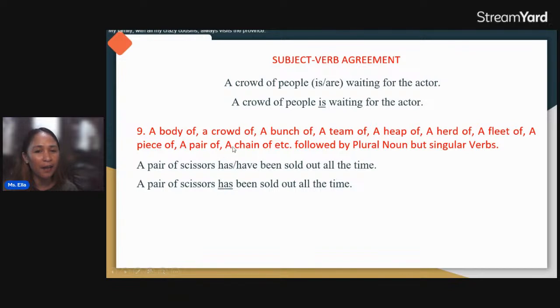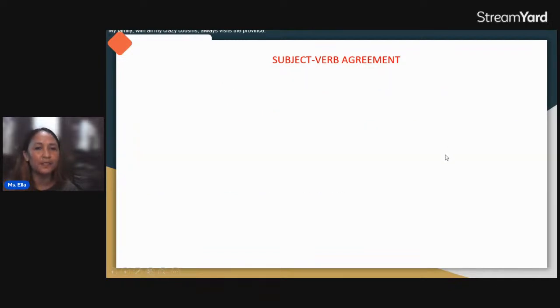No matter what the subject is, if it starts with a body of, a crowd of, it still takes a singular verb, even though it has a plural noun. Remember that. Even though it has a plural noun, if it starts with a body of, a crowd of, and these things, that means it takes a singular verb. Okay, so now let's continue.